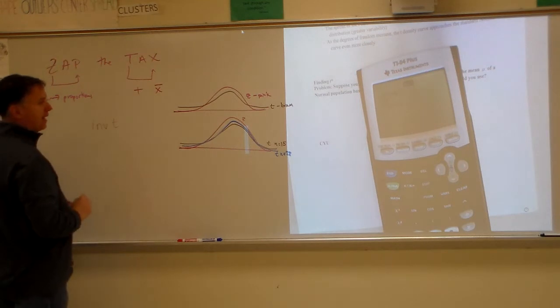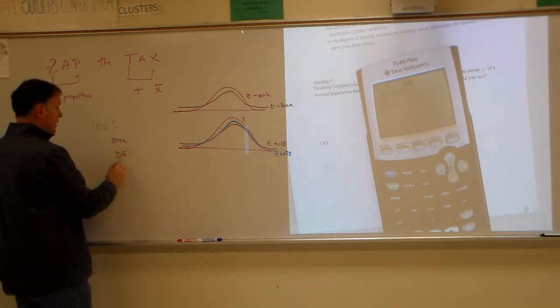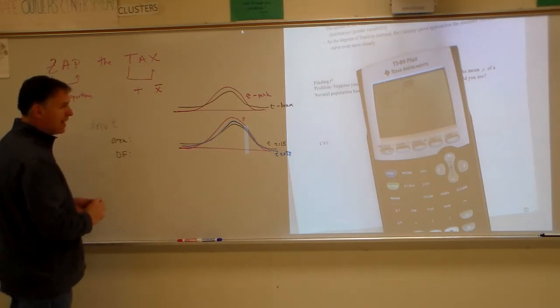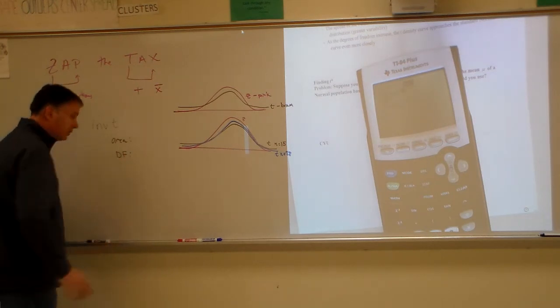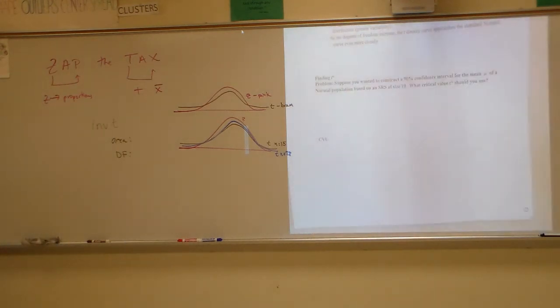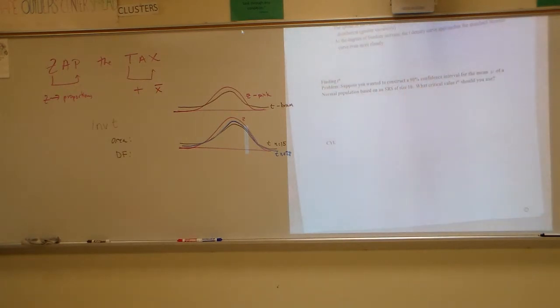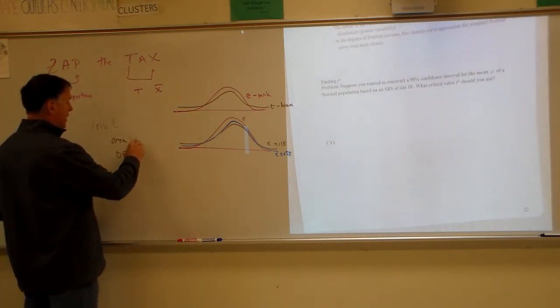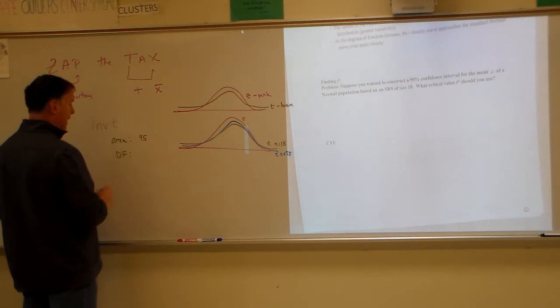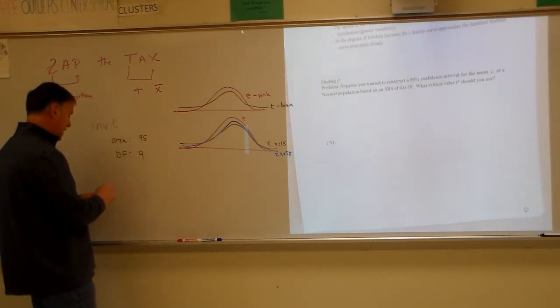In the invT function, it asks for area and degrees of freedom. What did the problem say? It said a 90% confidence interval. So you take that 90% and divide by 2, because it's going to be split into two tails. For the area, I'm going to put either 0.95 or 0.05. For degrees of freedom, my n is 10, so my degrees of freedom is 9.